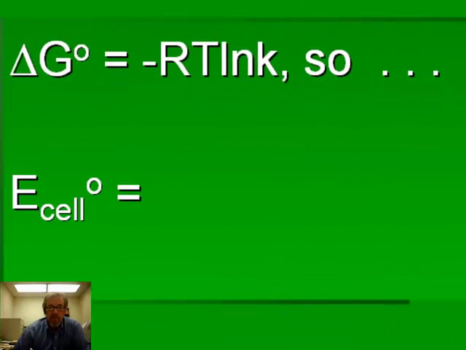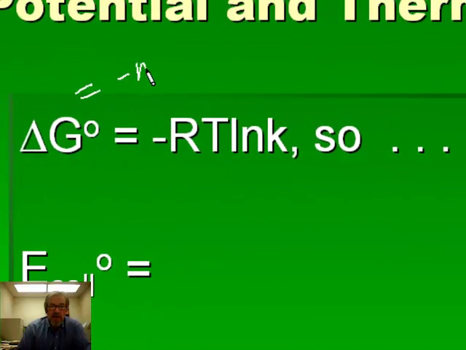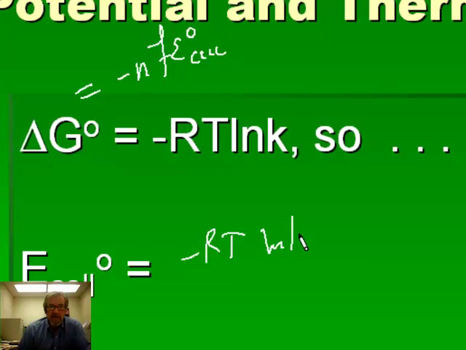We know from our studies of thermodynamics and equilibrium that delta G naught is equal to minus RT times the natural log of K. But we also now know that delta G is equal to minus n times Faraday's constant times E cell. And if it's delta G naught, then it's E cell naught. So we can set these equal to each other and then solve for E cell. So E cell is equal to minus R times T times the natural log of K divided by n times Faraday's constant.